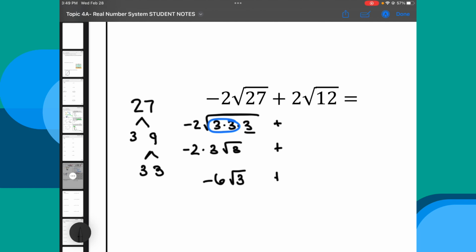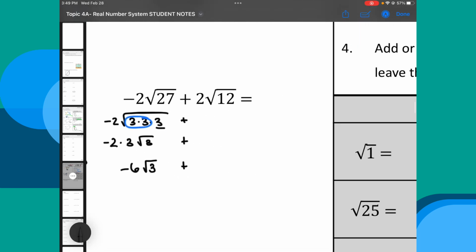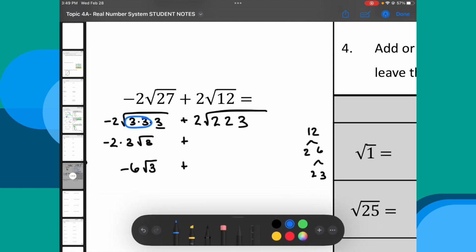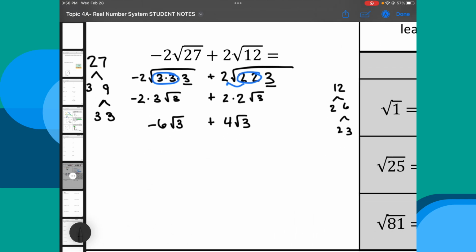We are adding to that the second radical. So we're going to break down 12, 2 and 6. 6 is 2 and 3. So we have the 2 out front, 2, 2, and 3. We find our matches. 1's going to come out front. So we have a 2 times 2. This 3 is again going to stay. So we have 4 square root of 3.